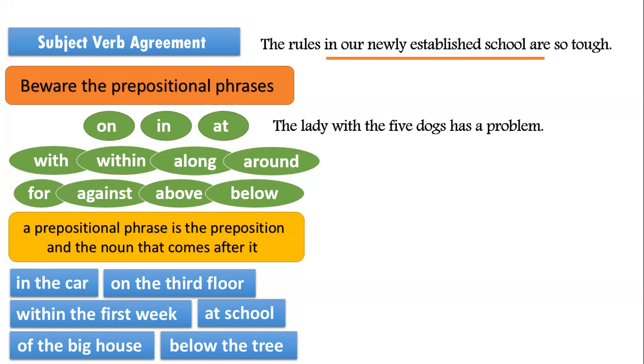The second sentence, the lady with the 5 dogs. Who can tell me where the prepositional phrase is? With the 5 dogs is the prepositional phrase which I should be aware of. So the subject here is the lady and the verb is has. What comes in between should not trick you.